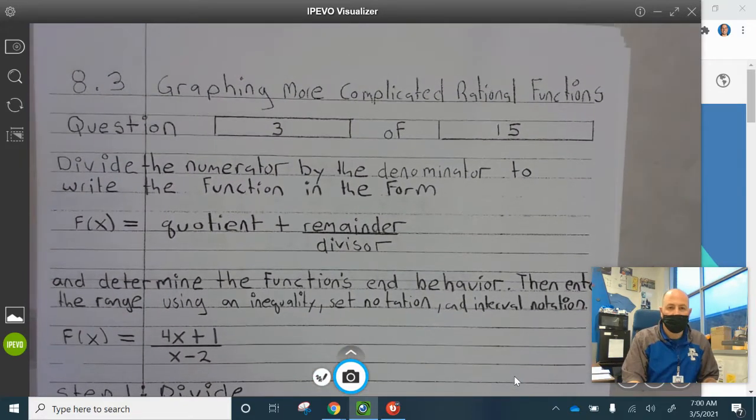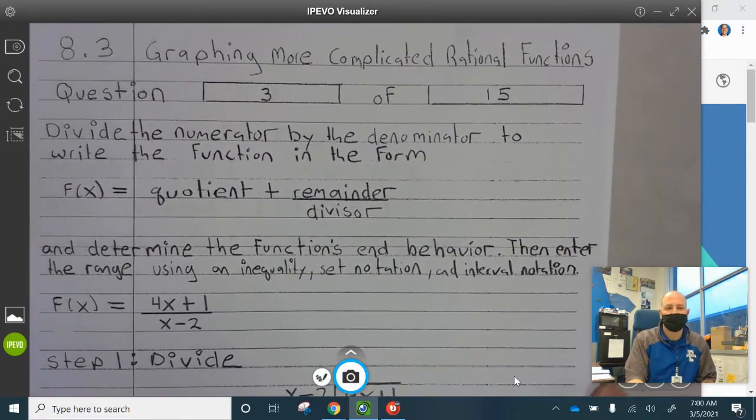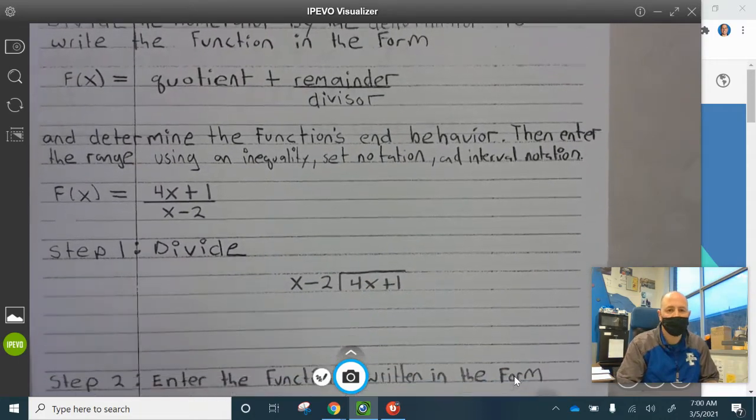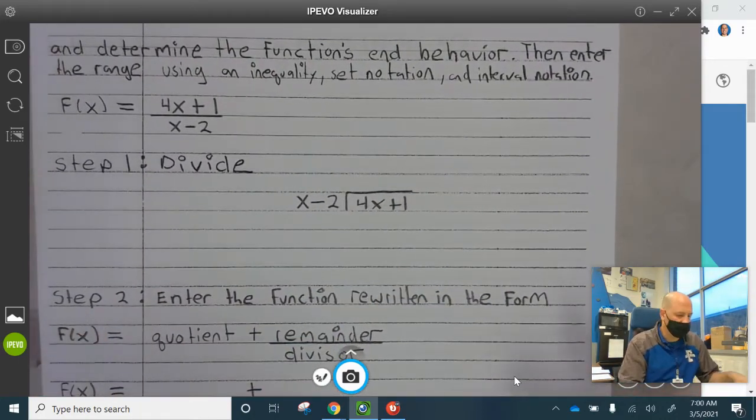All right, question 3 of 15. Divide the numerator by the denominator to write the function in the form f of x equals quotient plus remainder divided by divisor, and determine the function's end behavior. Then enter the range using inequality, set notation, and interval notation. Okay, so we need to divide, step 1.